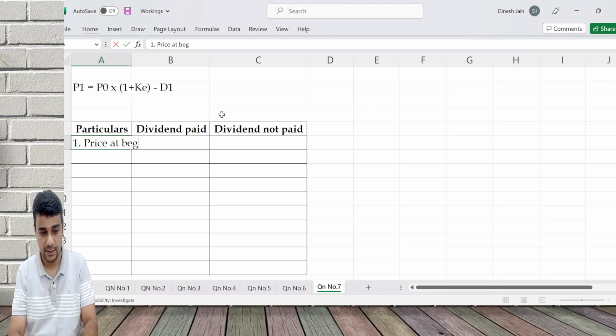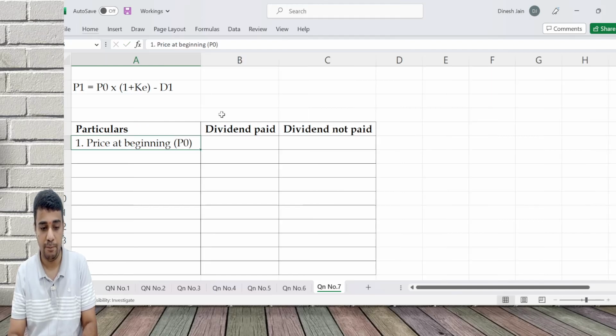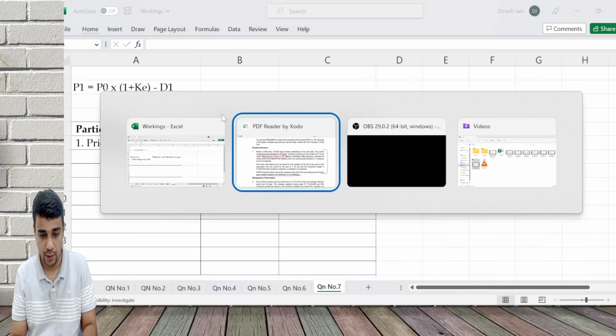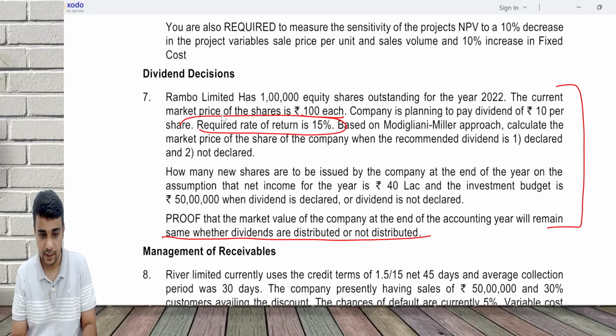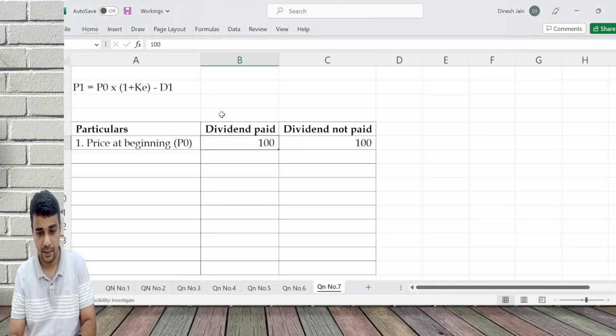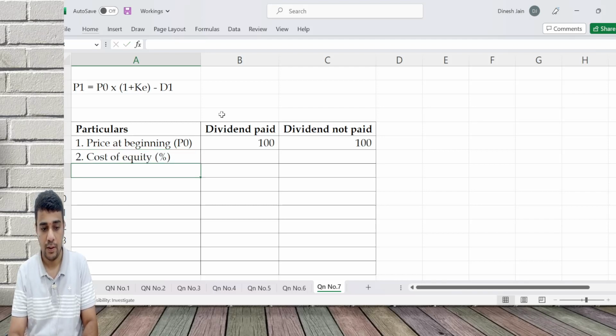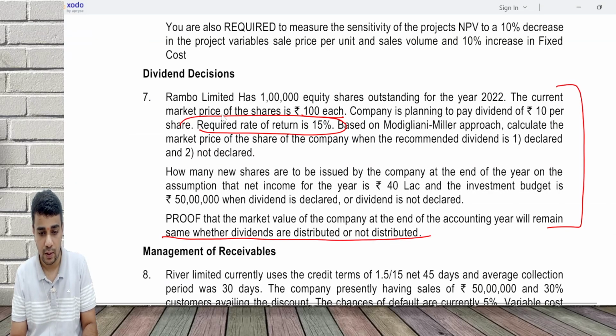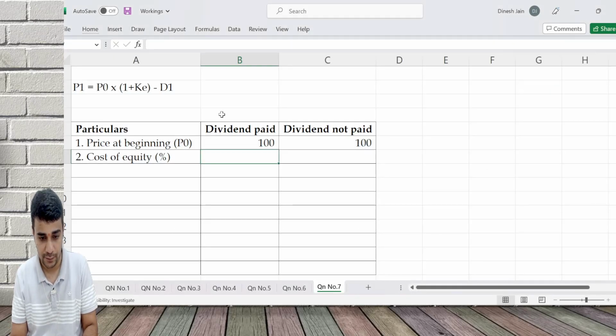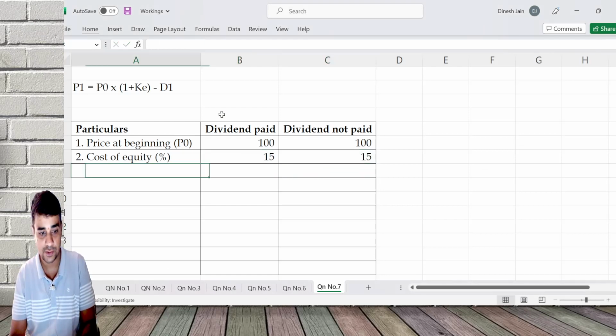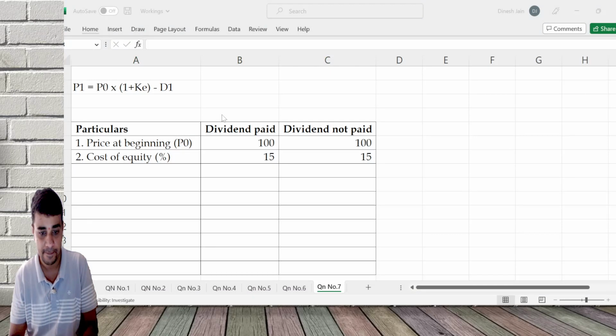Price at beginning, technically called P0, is 100 rupees. Cost of equity is the required rate of return of the shareholder. Cost of equity is 15%.